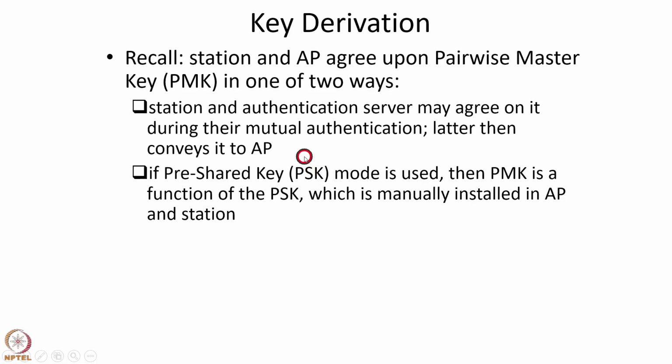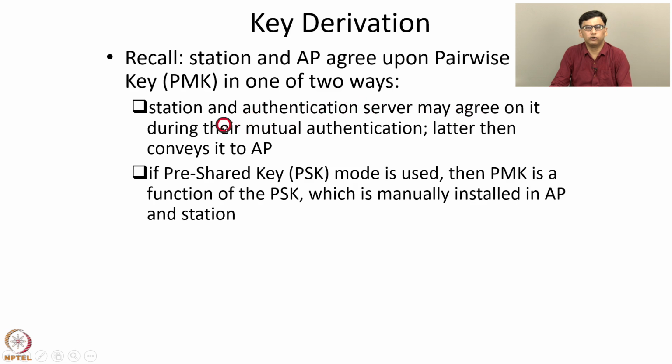In the case of a corporate or university campus, there is an authentication server used. So, in this case, the station and the authentication server may agree on the PMK during their mutual authentication. The authentication server then conveys the PMK to the access point. So, this is the mode that is used in the case of a large organization such as a university or a company.